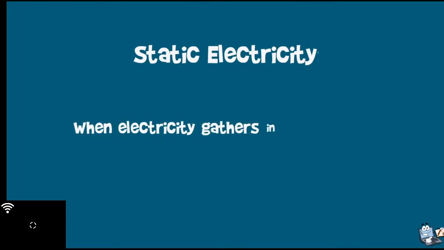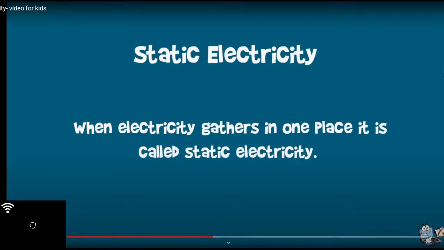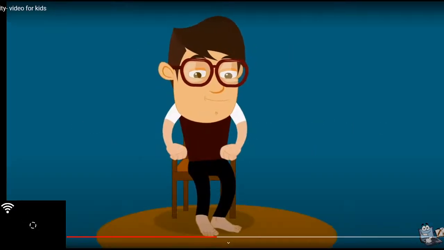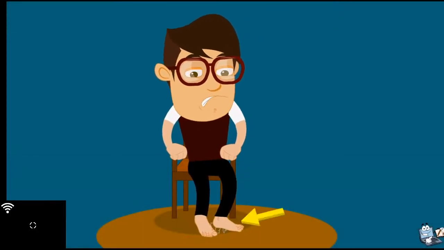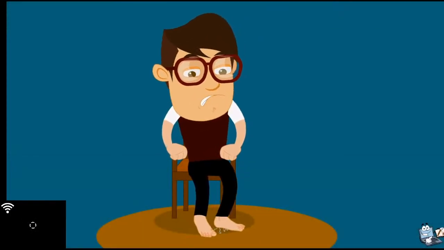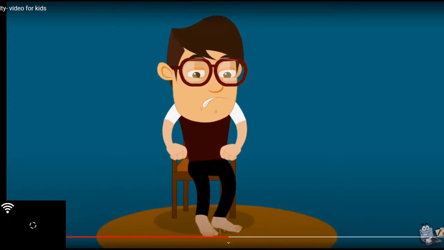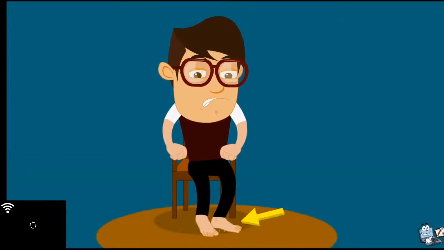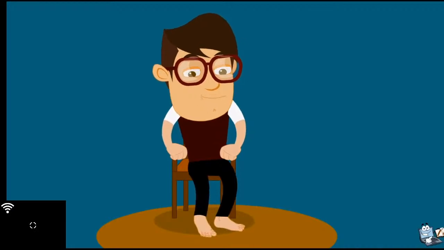Static electricity. When electricity gathers in one place, it is called static electricity. For example, when you rub your feet on a carpet and then zap something when you touch it, it is static electricity that you have built up on the surface of your skin, discharging onto another object.